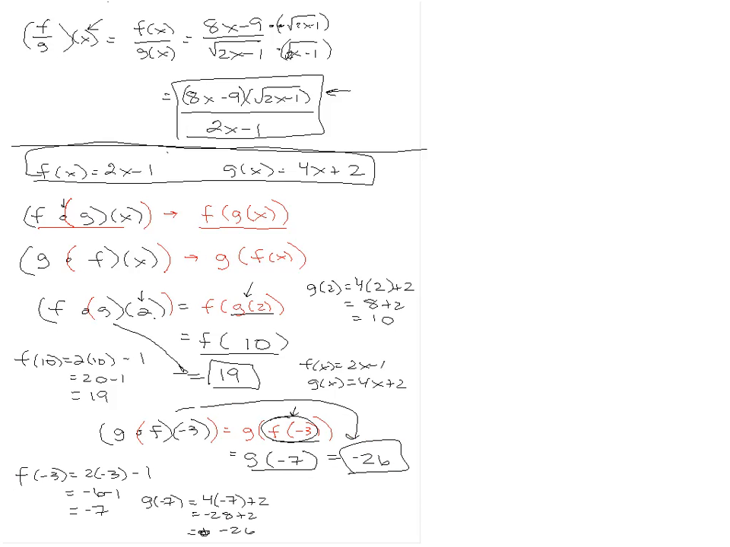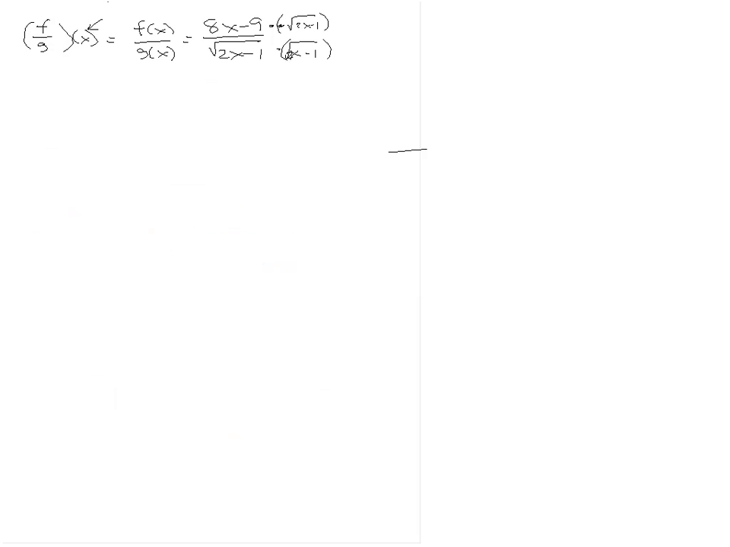Okay. All right. Well, that was in terms of a number. They asked you in terms of a number, and you gave it in terms of a number. What if these were the functions, and I asked you for f of g of x? I'm asking you in terms of x. So my answer will be in terms of x.